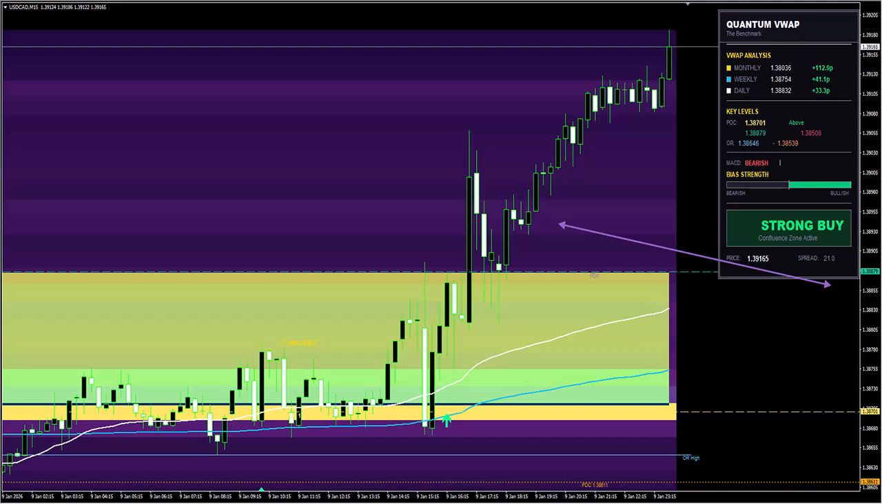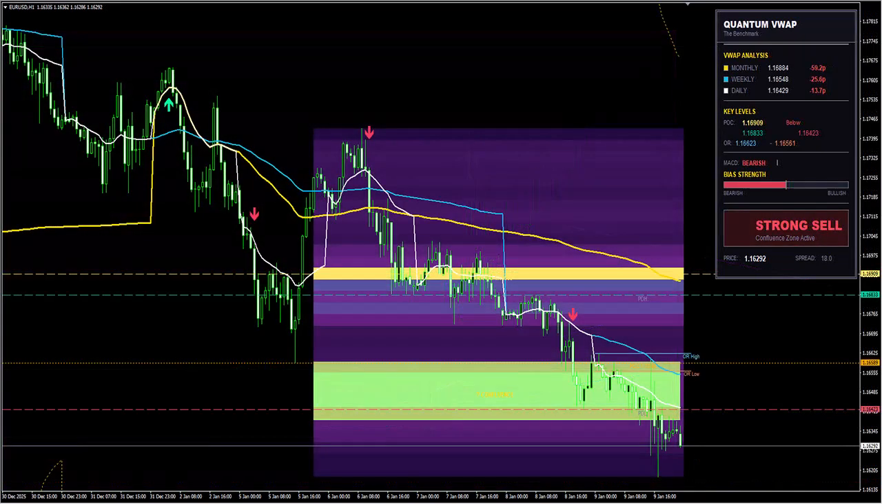Most traders struggle with the same thing. They're reacting to price instead of reading what the market is really doing underneath. And that's exactly where VWAP comes in. So let's keep it simple. VWAP stands for Volume Weighted Average Price.